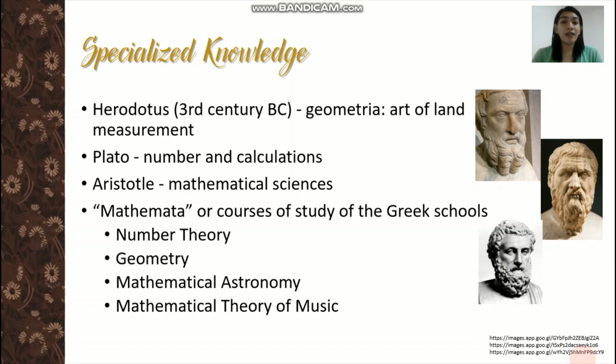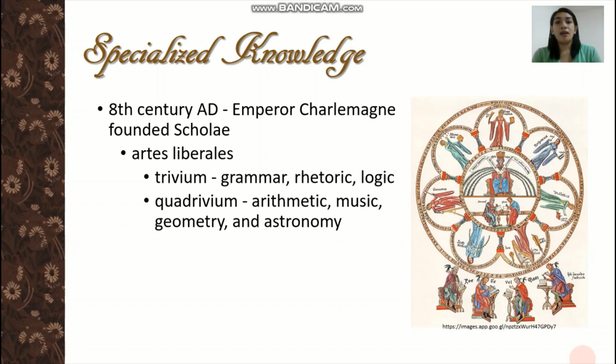So, we now had different, specialized subjects. When we say math, we immediately think of addition, subtraction, division, multiplication. Those are the processes, and the branches of mathematics are mixed together. But at this period, we had other specific branches like number theory, geometry, mathematical astronomy, and even music, which has math too. So we have the mathematical theory of music. It is also considered specialized knowledge.